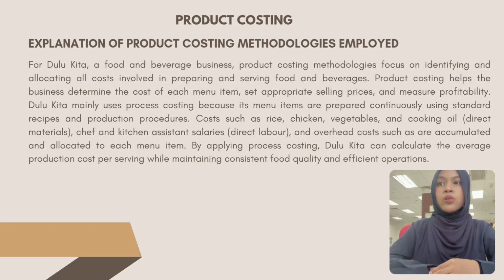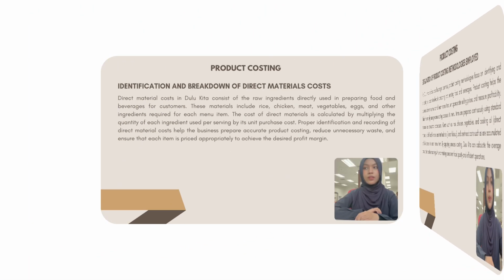Dulu Kita mainly use process costing because its menu items are prepared continuously using standard recipes and production procedures. Costs such as rice, chicken, vegetables and cooking oil, direct materials, chef and kitchen assistant salaries, direct labor, and overhead costs are accumulated and allocated to each menu item. By applying process costing, Dulu Kita can calculate the average production cost per serving while maintaining consistent food quality and efficient operations.